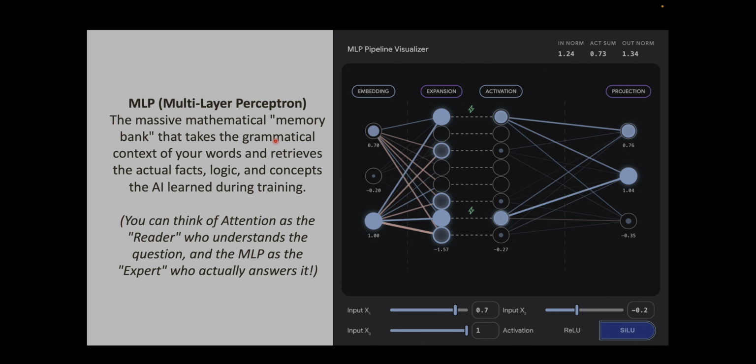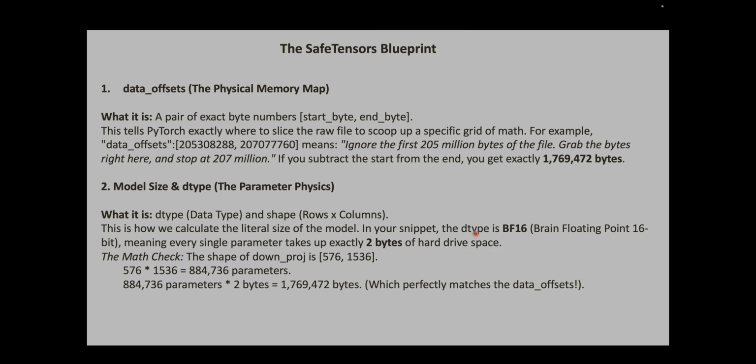All right. Then this is how the layers are. You can see the MLP pipeline visualizer, and I'm sure you must have seen this diagram earlier also. The massive mathematical memory bank that takes the grammatical context of your words and retrieves the actual facts. You can think of attention as a reader who understands the question and MLP as the expert who actually answers it. So that's how it is.